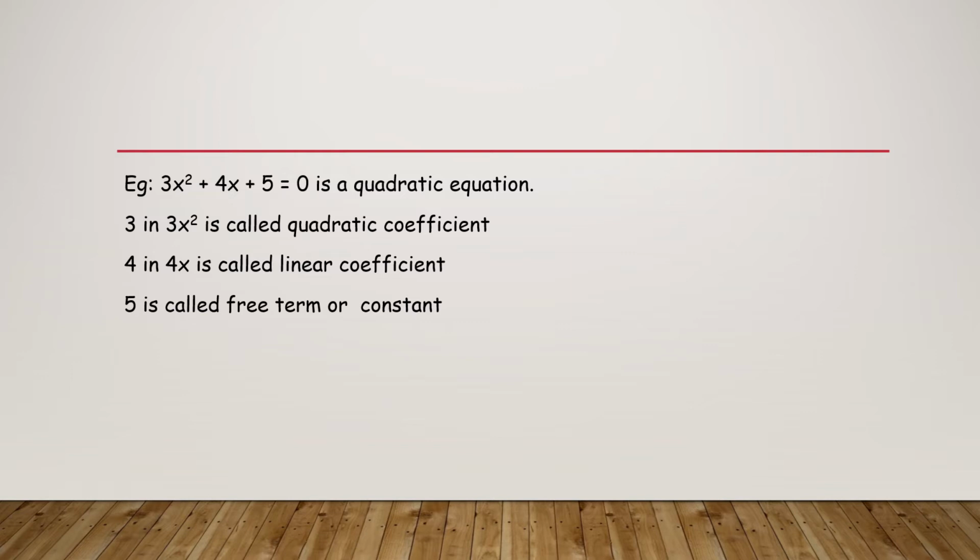So in this example, the constants are 3, 4 and 5, and the unknown is x. The 3 in the term 3x² is generally known as the quadratic coefficient, the 4 in 4x is called the linear coefficient, and the 5 is called simply a constant or a free term.